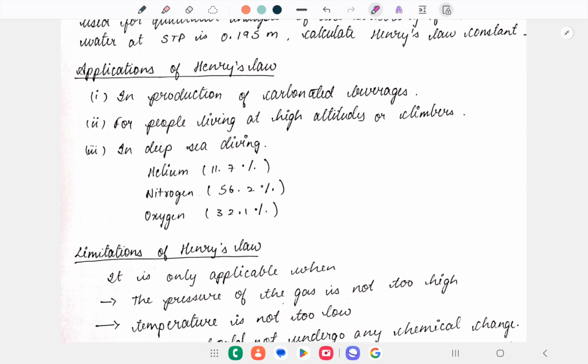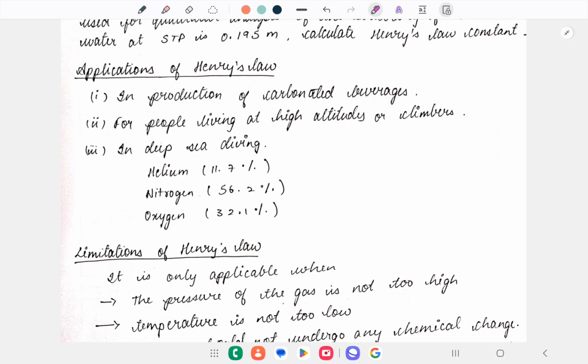Next, the applications of Henry's law. It is useful in the production of carbonated beverages. To increase the solubility of CO2 in soft drinks and soda water, the bottle is sealed under high pressure, because pressure will increase the solubility.